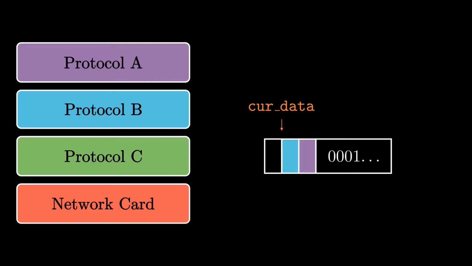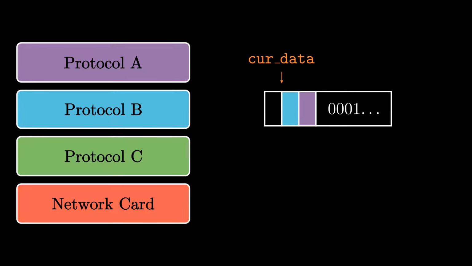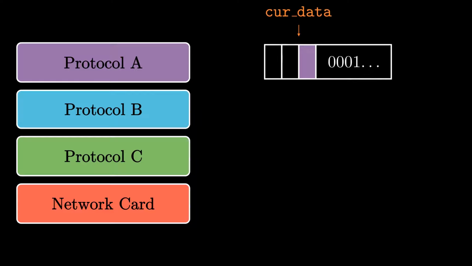So for example, we pass the data to protocol B, where it will read its header starting at curData, incrementing the pointer as it does so. Then we pass the data to protocol A, where again the curData pointer is incremented as the protocol consumes its header. At this point, we are left with the curData pointer pointing at the user data, which we can now pass back to the user application for processing.